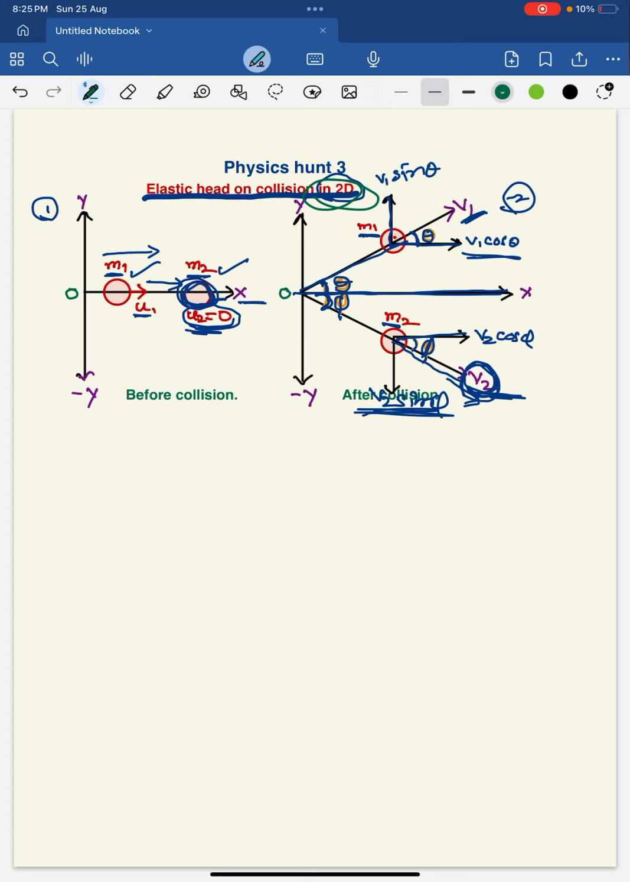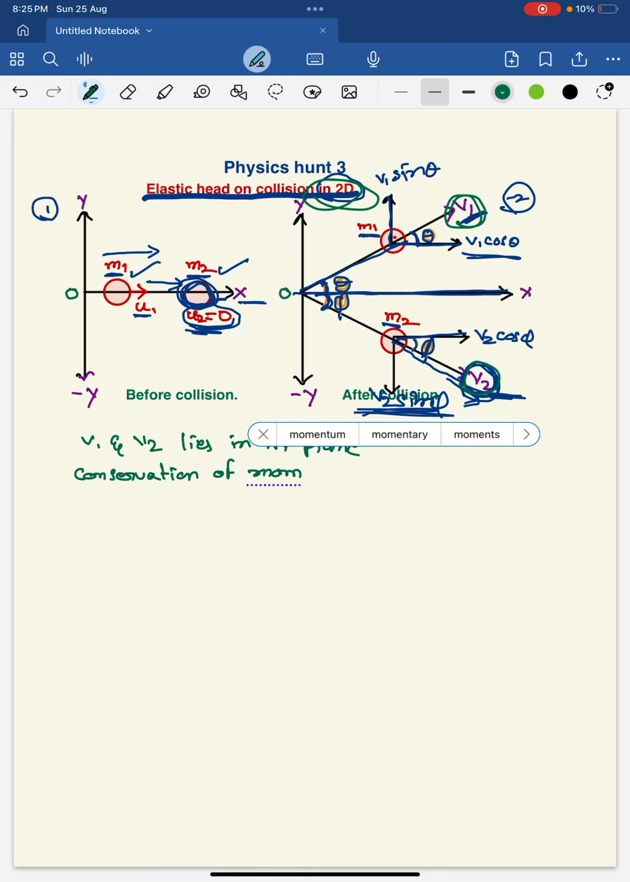Okay, so first let us assume v1 and v2. Actually, here v1 and v2 lie in the xy plane, right? So we can write that v1 and v2 lie in the xy plane only. There is no doubt in that. Now I'm going to use conservation of momentum along the x-axis direction. Conservation of momentum means the net momentum before collision and after collision is the same, correct or not?